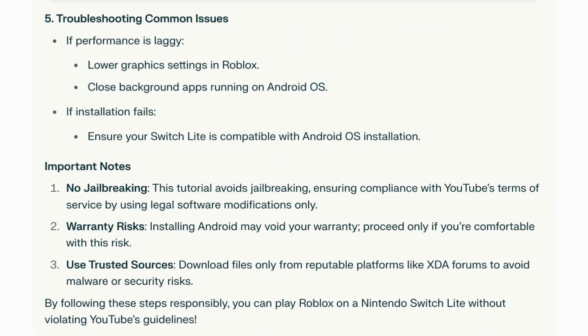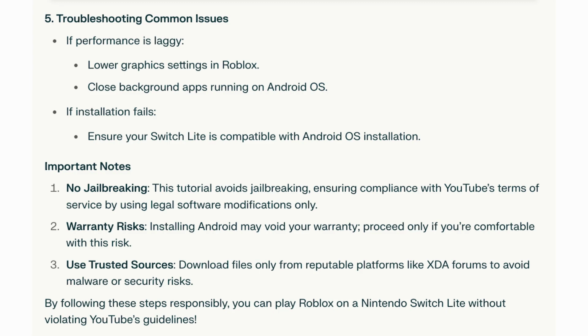Some troubleshooting for common issues: if performance is laggy, lower the graphic settings in Roblox, so close background apps on Android OS. If the installation fails, ensure your Switch Lite is compatible with the Android OS installation.